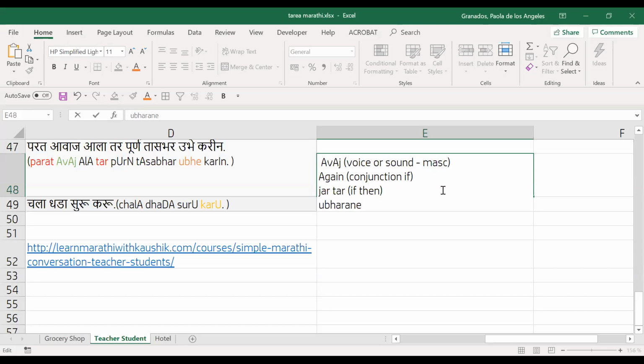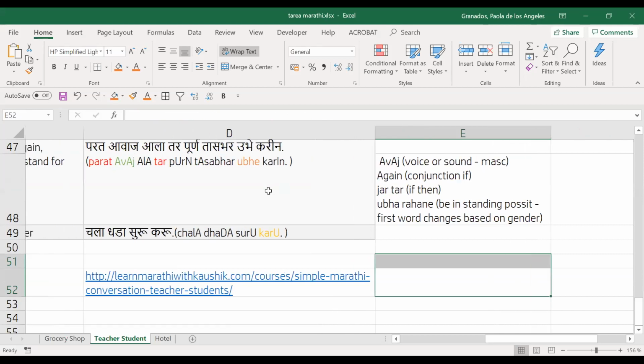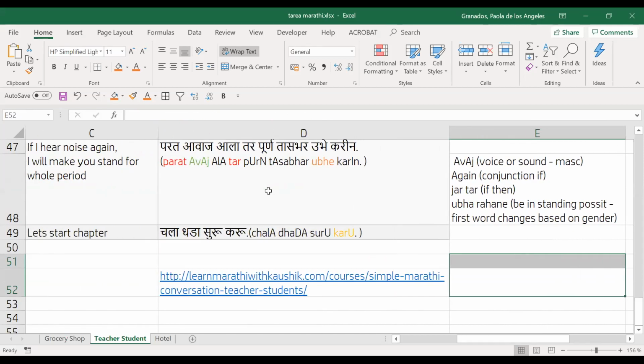Rahane. Oh. Okay. Ubha, like rahane. R-A-H-A-N-E. There are two words, ubha rahane. It will change based on the gender. It will be ubhi rahane if the person is feminine. So ubha, ubhi, ubhe, based on the gender, it will change. Because the teacher is talking to all the students, she has used ubhe, which is plural of ubha. Okay. Ubhe karin. She will make them stand.